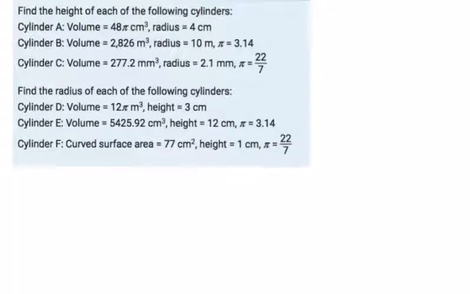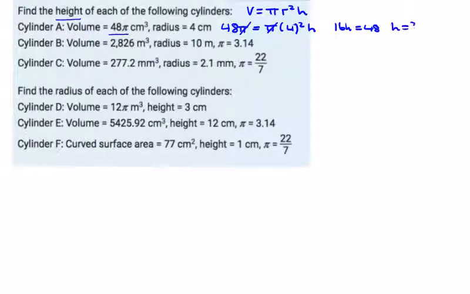So area and volume, we're asked to find the height when we're given the volume. So we can say volume, just write down your formula, pi 4 squared h. So in this case, 48 pi is equal to pi times 4 squared times h. Your pi's can cancel straight away. So 16h is equal to 48. So h is equal to 3.